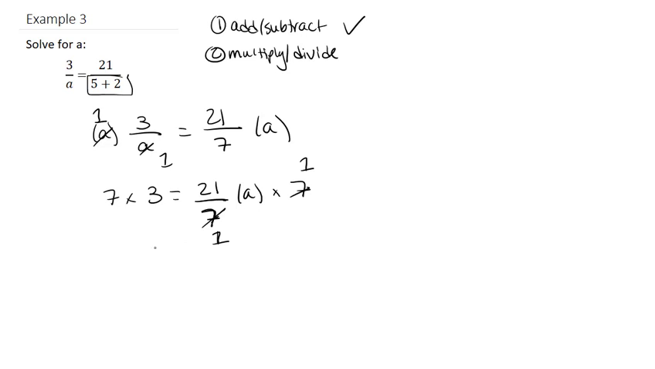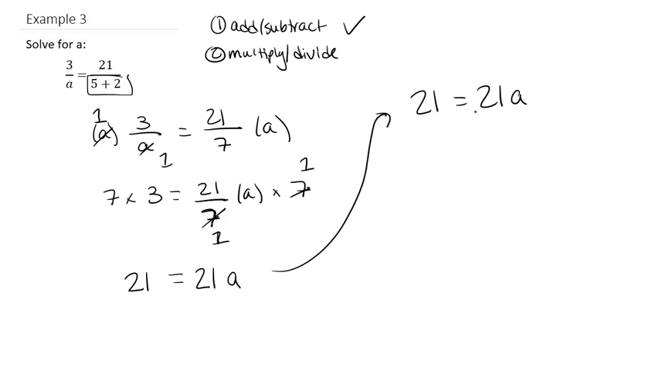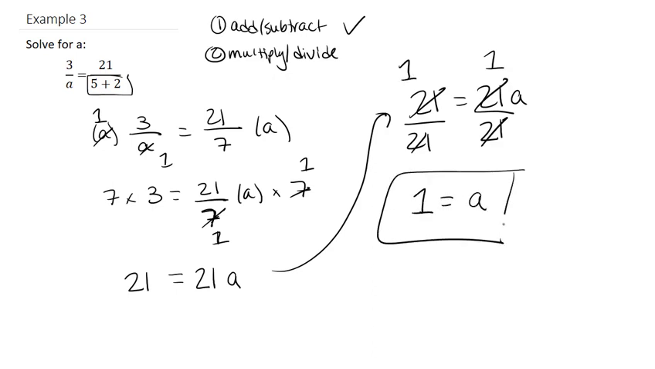So now we have 7 times 3, which is equal to 21, and then we have 21a. So the next step will be to divide by 21 on both sides. This just becomes 1, and 21 over 21 is also just 1. So 1 is the answer for what a is equal to.